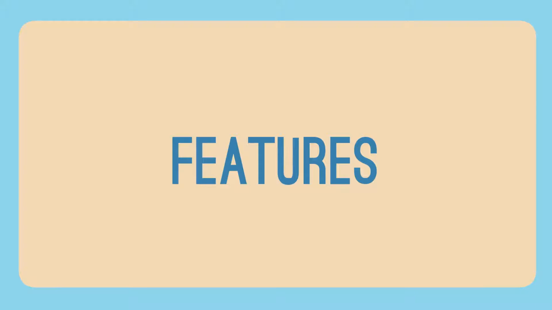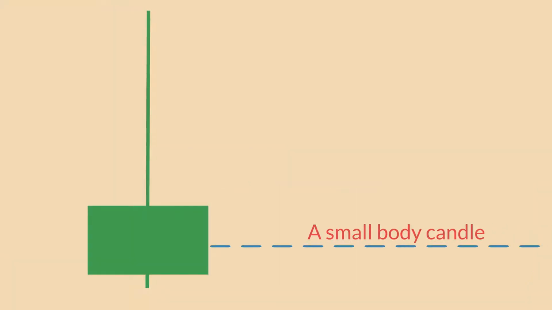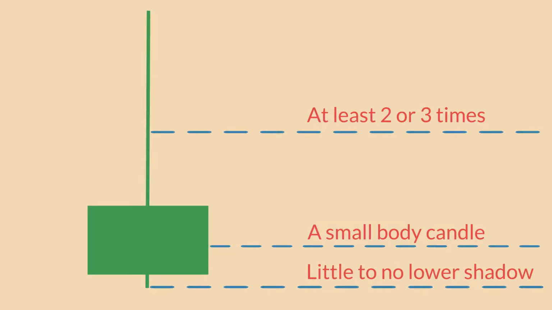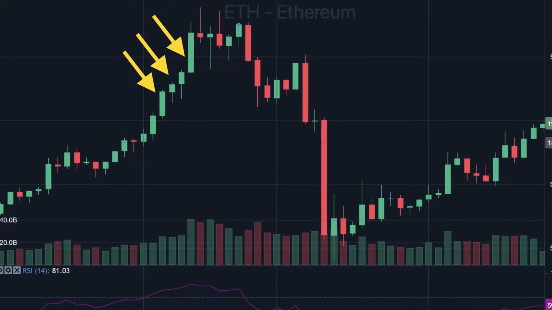Features: a small body candle. The long upper shadow must be at least 2 or 3 times the length of the candlestick body. Little to no lower shadow. The body can be both green and red. It appears at the top of an uptrend, having at least 3 bullish candles before the shooting star.